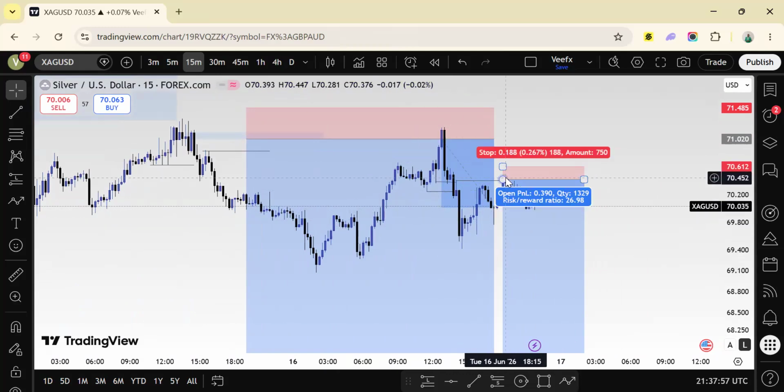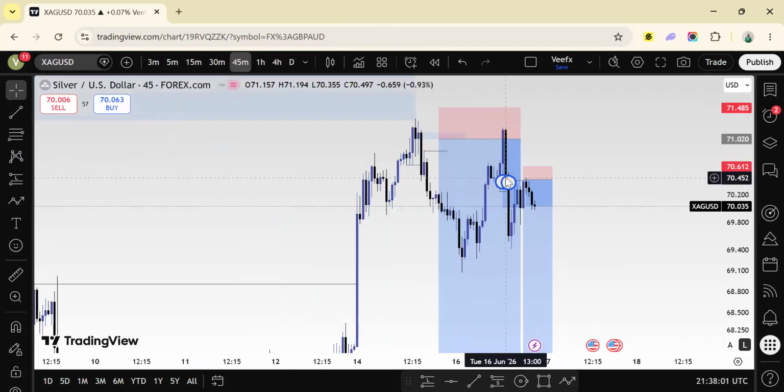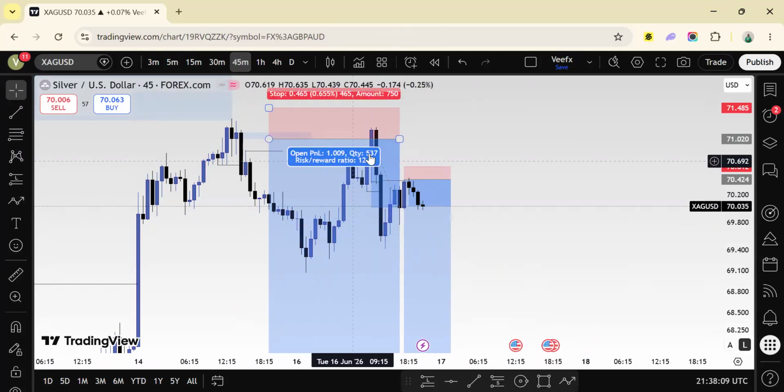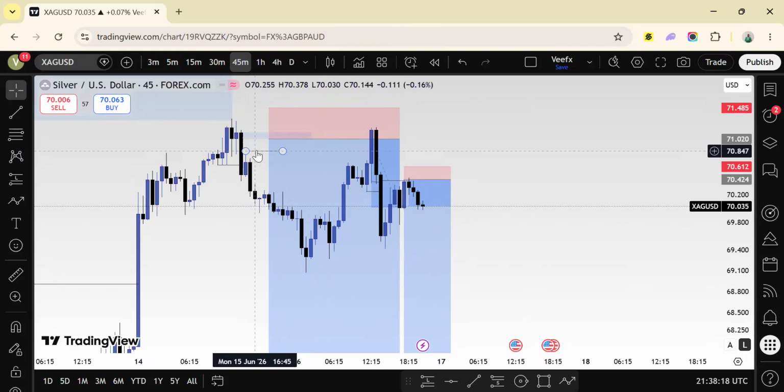starts moving. If you switch back to 45 minutes time frame here, you can see this was my inducement liquidity, right? And then what happened? It went back there and swept it and then tapped the nearest POI there, right? Because the market always goes back to collect its inducement, its liquidity.